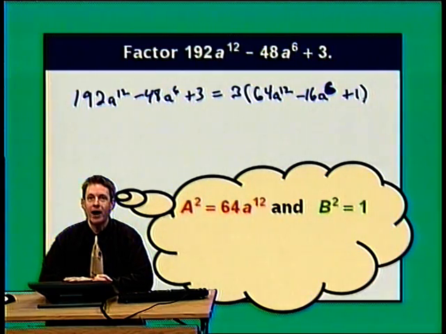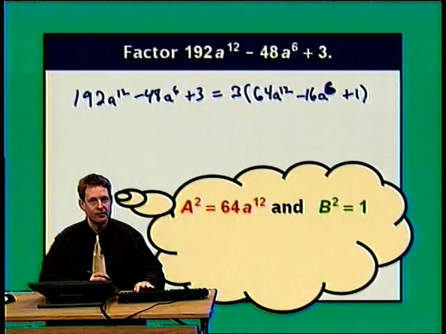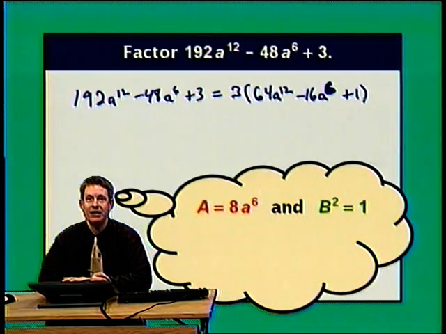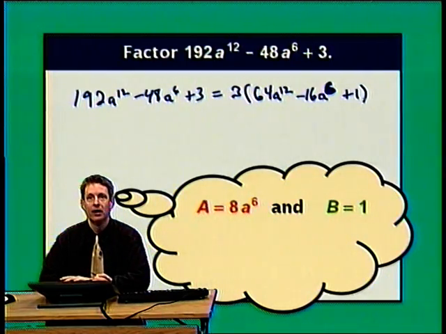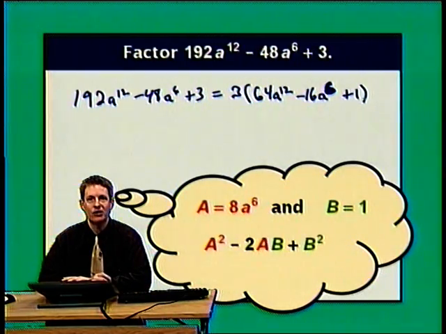If a squared is 64a to the 12th, then the coefficient on a must be 8, and the exponent on my little a in my expression for capital A must be half of 12, which is 6. Capital A is 8 times little a to the 6th. What does b equal? Well, if b squared is 1, the positive integer that you square that gives you 1 is 1. So b is 1. My model here is a squared minus 2ab plus b squared.